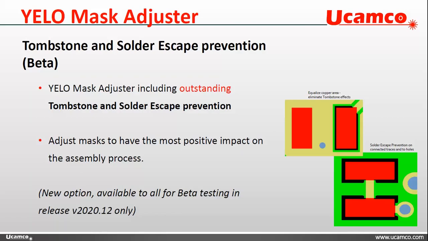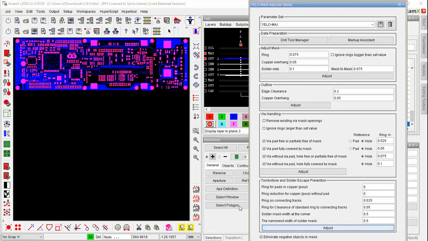The beta testing of the YELO mask adjuster is coming with the outstanding Tombstone and solder escape prevention we invented. It adjusts the mask to have the most positive impact on the assembly process. This is a beta test and a new option available to all for beta testing in this release only. YELO mask adjuster is completely new. Even if you see things in here and say, yes, I know that from solder mask optimizer, in the background there are completely new algorithms to make it faster and better.